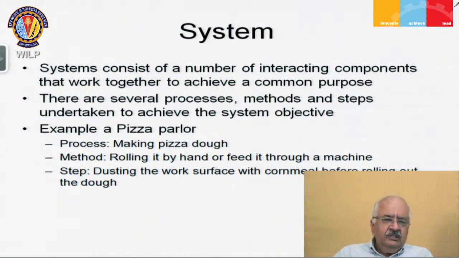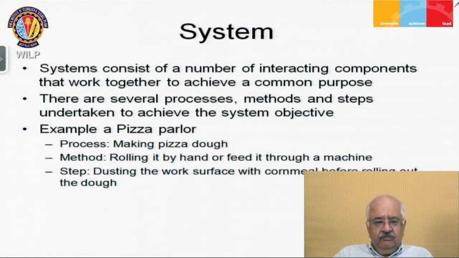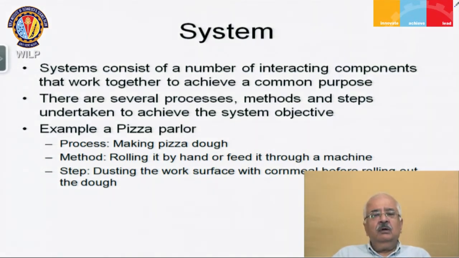Okay, generally when we talk about a system, there are several processes, methods and steps that are undertaken in order to help achieve the overall system objective. Let's say we talk about a pizza parlor as a system. Okay, a pizza parlor, or a restaurant that sells pizza. Now, in order to make pizza, there are a number of different processes. One of the processes that exists in a pizza parlor is making pizza dough. Okay, that's what goes into the base of the pizza.